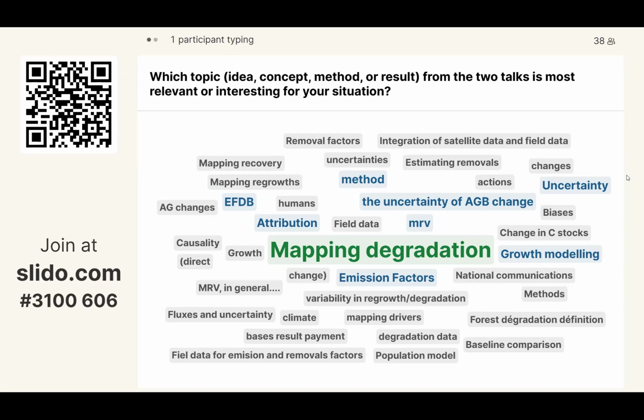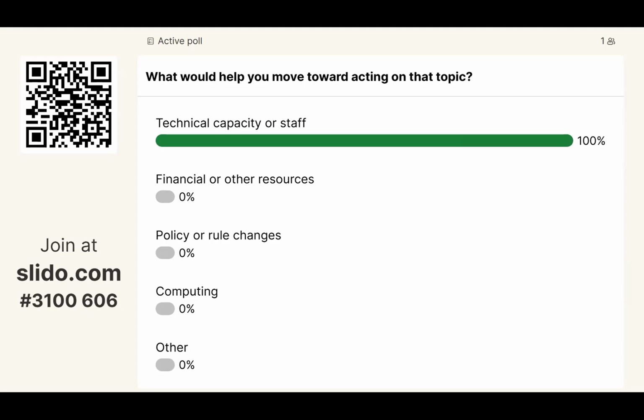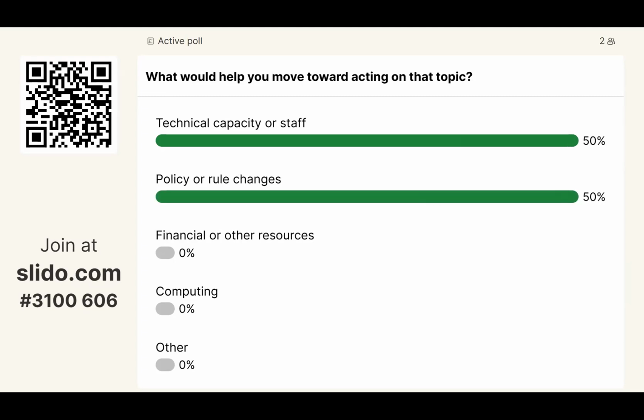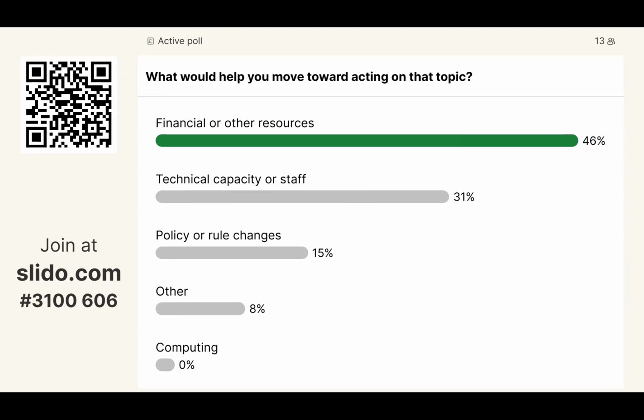Okay, so I think we can move then to the next question. All right, so what would help you move toward acting on that topic? So what is the main constraint on your end? And this is again mostly for people working on the reporting countries. So here we go. We have technical capacity of staff, finance and other resources. Policy or rule change is not that important. Computing, so far not managed, not ticked. Oh yeah, well there we go, since I mentioned it.